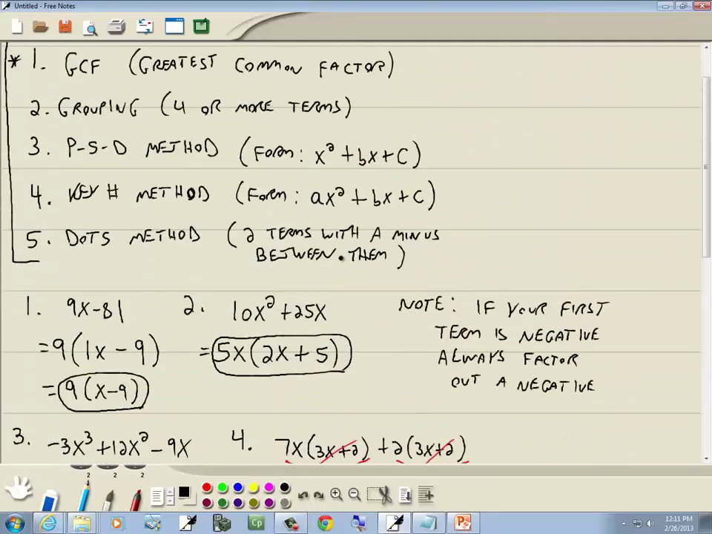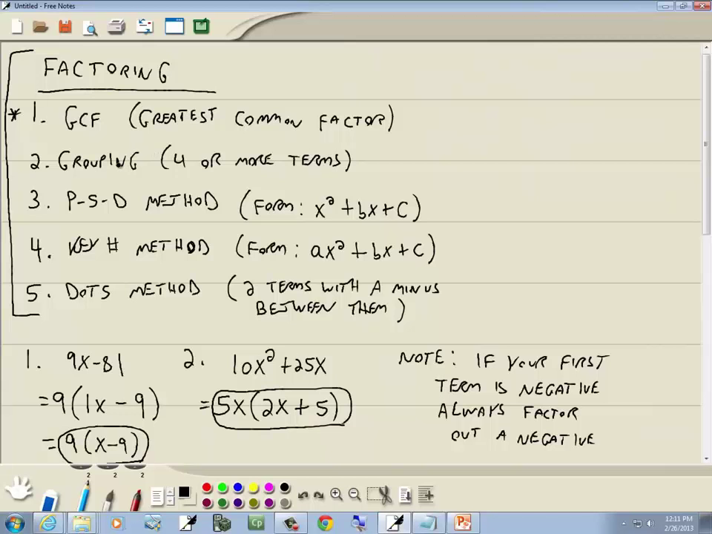Now that was GCF and grouping. In other videos we'll cover these other methods with the addition of the last two, difference and sum of two cubes.